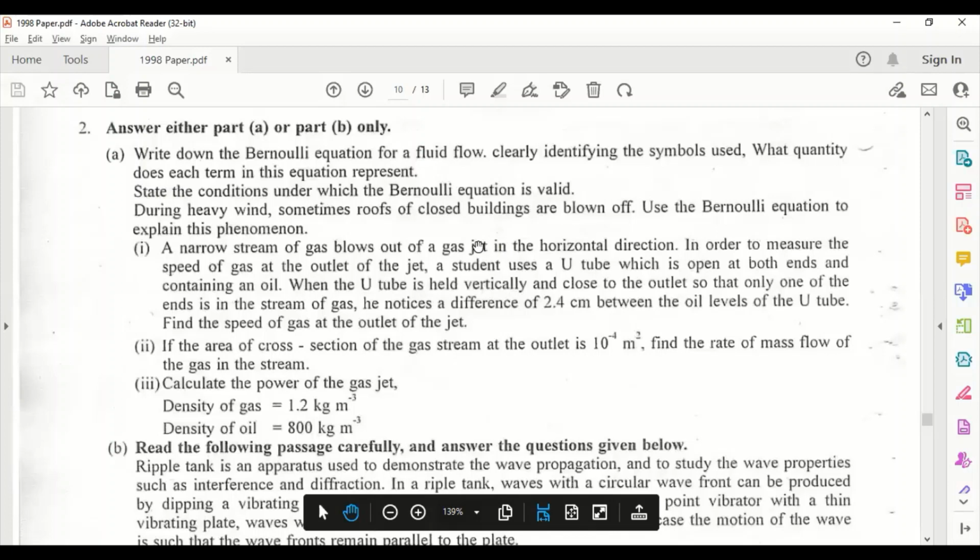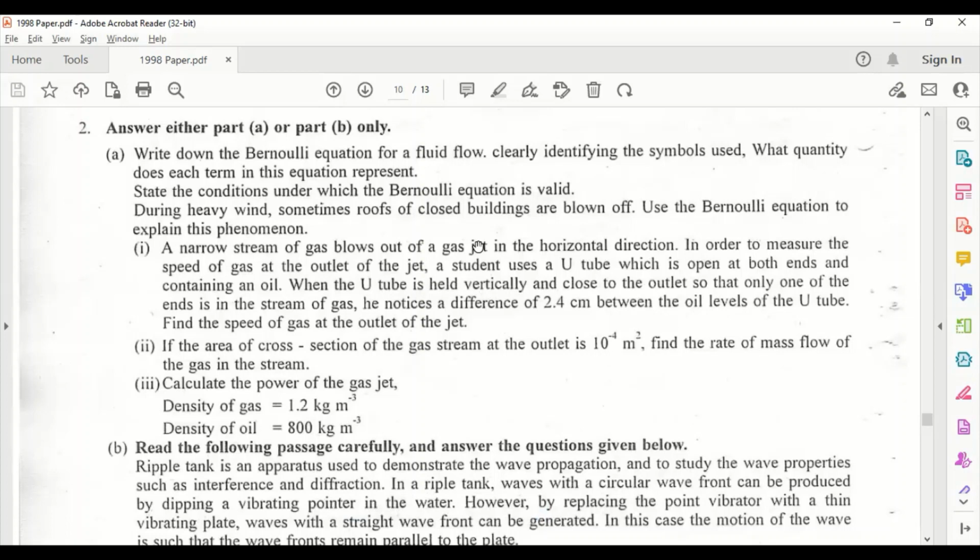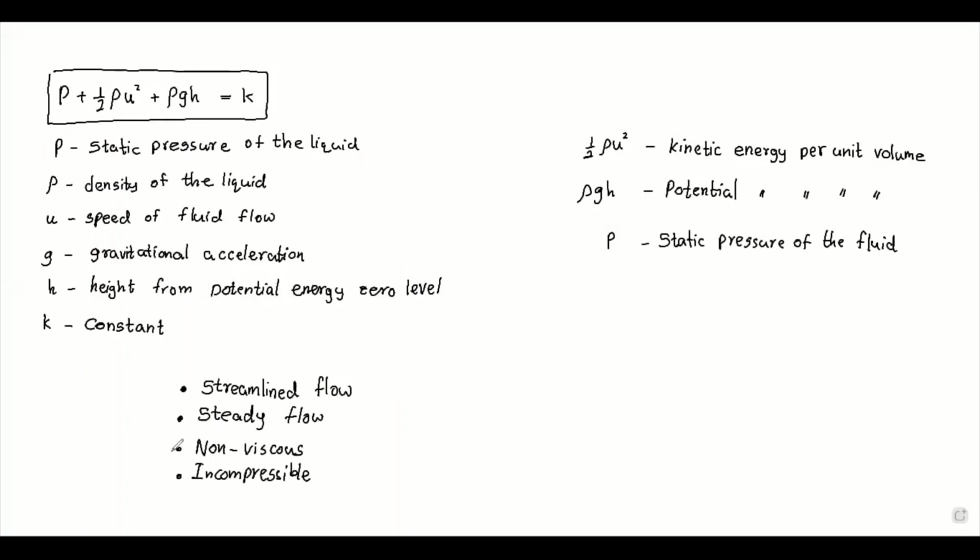During heavy wind, sometimes roofs of closed buildings are blown off. Use the Bernoulli's equation to explain this phenomenon. Right, so this is another theory part. So we are going to use Bernoulli's equation to explain this phenomenon that they have mentioned. So we'll have to draw a diagram explaining everything and also use the equation for this. So let's first draw the diagram for this.